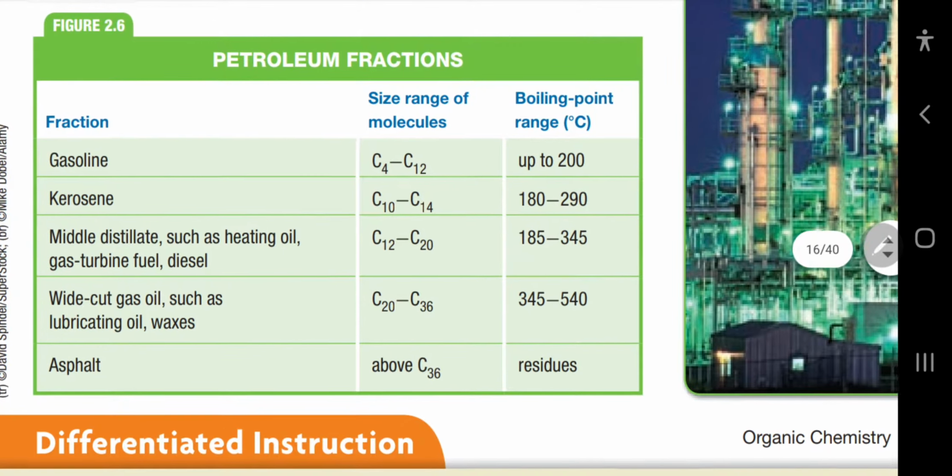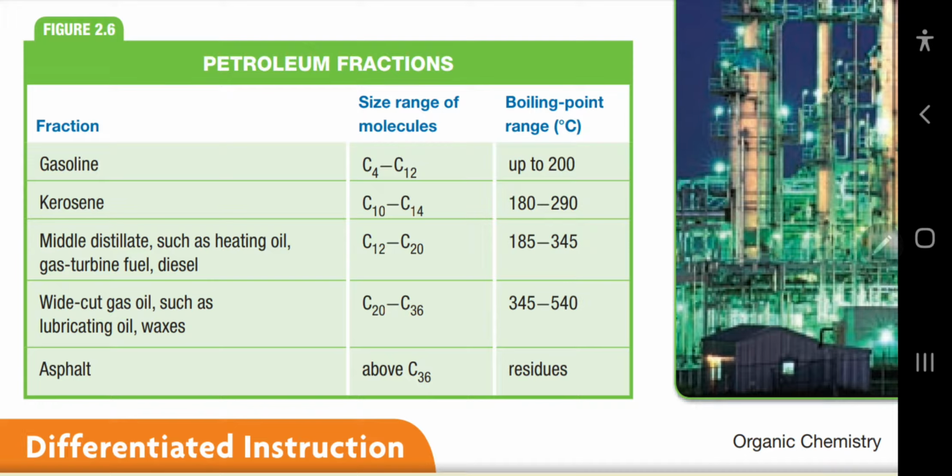If you look here at this table, gasoline is from C4 to C12, so we are talking about starting from C4 and reaching C12. The boiling point range for it will be up to 200. Then we have kerosene, which is from C10 to C14, with a boiling point from 180 to 290. And then we have the middle distillates, such as heating oil, gas, turbine fuel, and diesel. Then we are talking about lubricants, oil, and wax. And finally, asphalt, which contains more than 36 carbon atoms.